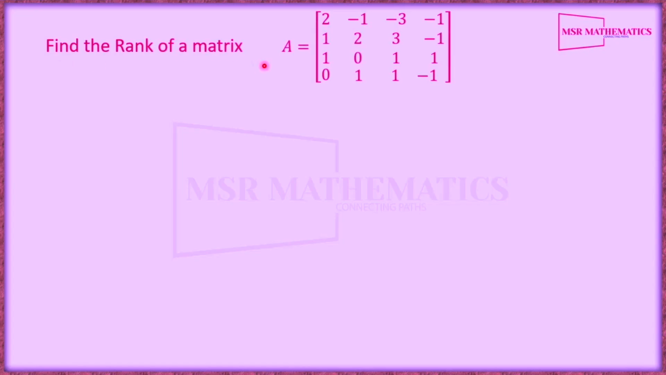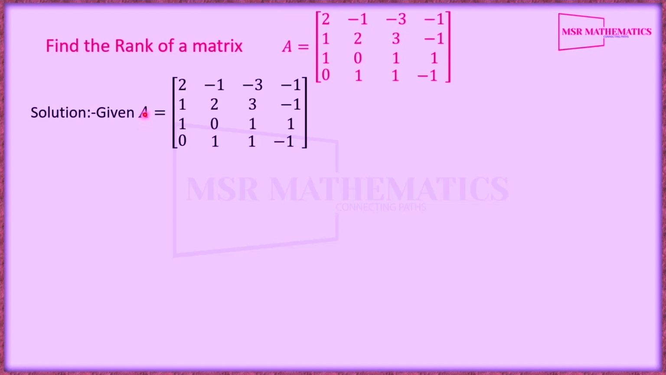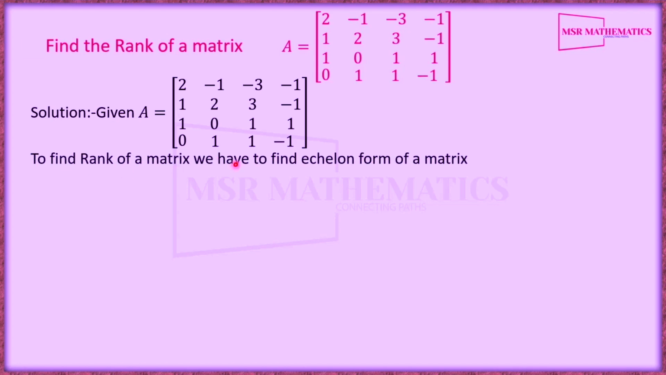Find the rank of a matrix A, where the first row is 2, -1, -3, -1, the second row is 1, 2, 3, -1, the third row is 1, 0, 1, 1, and the fourth row is 0, 1, 1, -1. So the first step is to take the given data, that is A equal to this 4 cross 4 matrix. Here we have to find the rank of the matrix, which means we have to find the echelon form for this matrix A.